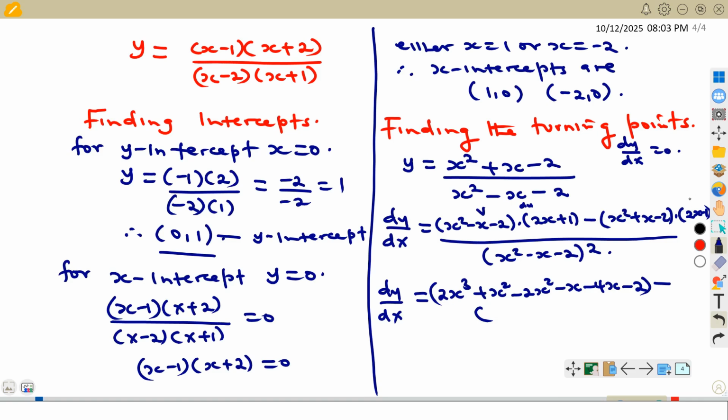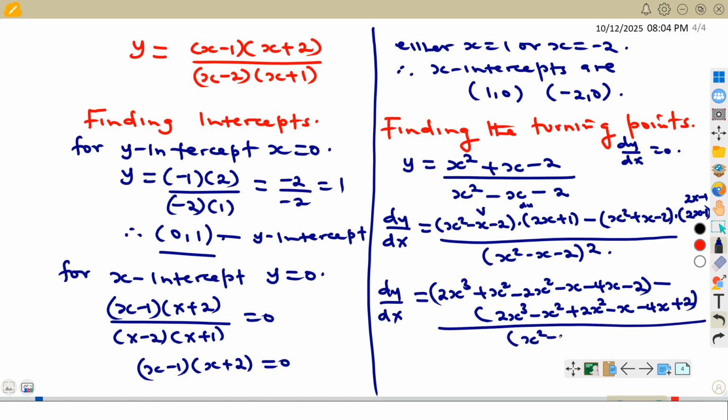Then let's also simplify this. This is 2x minus 1. So this will be 2x cubed. This is minus x squared. Then now multiply by this. This is plus 2x squared. This is x times 2x, x times minus x, that is minus x squared, x times minus 1, that is minus x, then minus 4x, then plus 2. So that is basically what we shall have. The whole of this is over x squared minus x minus 2, the whole squared.